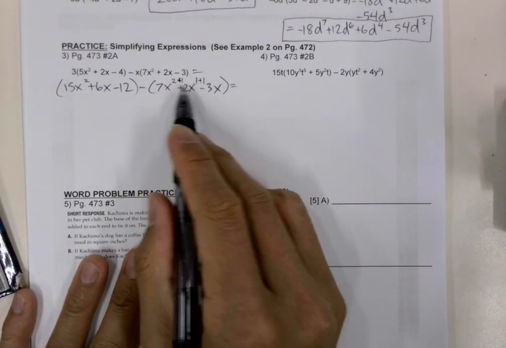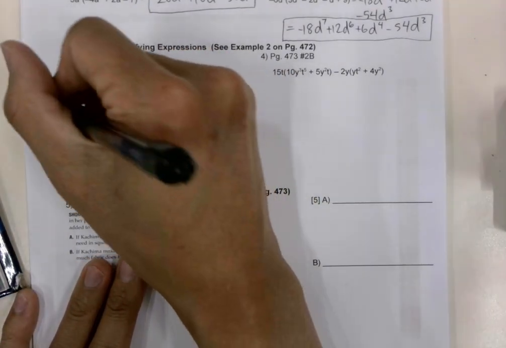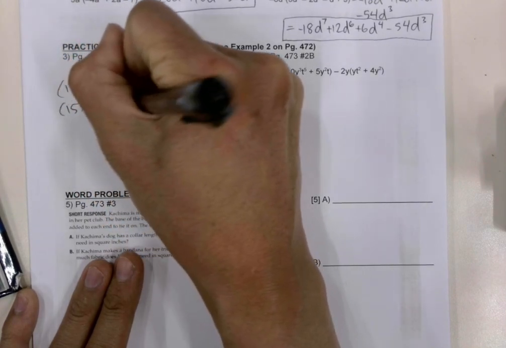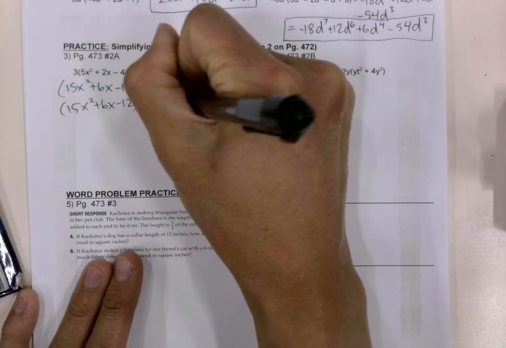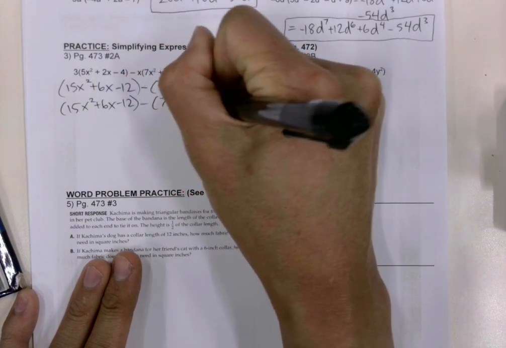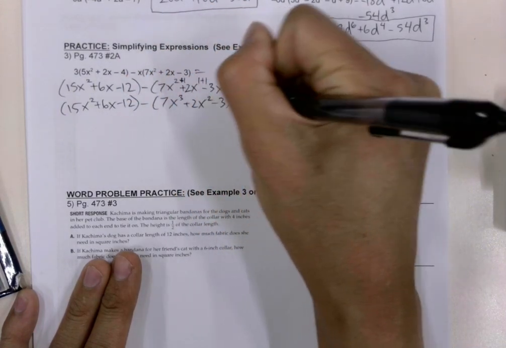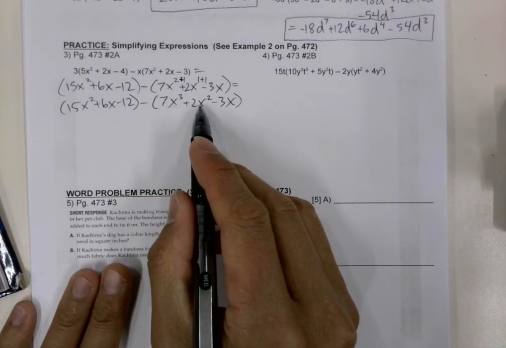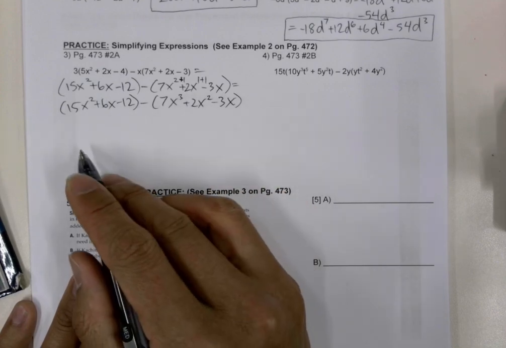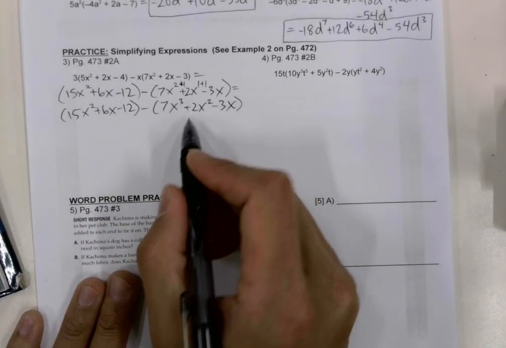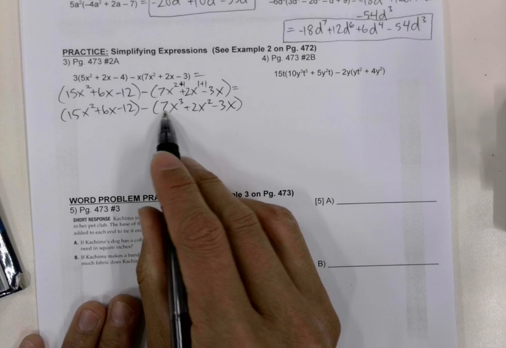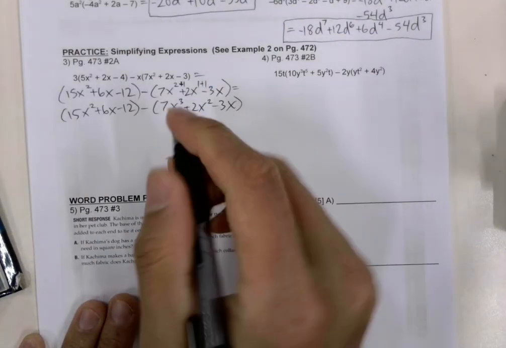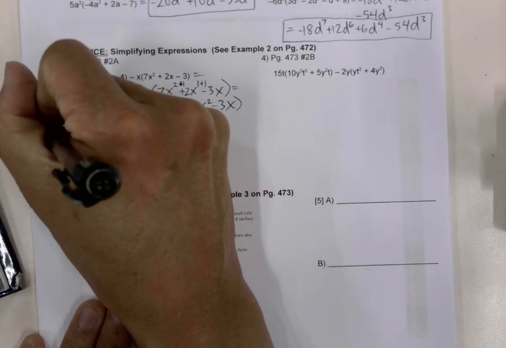So let's go ahead and rewrite our polynomials so they have the correct powers. It's going to be 15x squared plus 6x minus 12 minus, parentheses, 7x to the 3 plus 2x to the 2 minus 3x, parentheses. So since this is a minus sign, I'm going to go ahead and do the subtraction, right? And so how do we do that? Well, I'm going to go ahead and rewrite this expression with my 7x to the 3 out here.